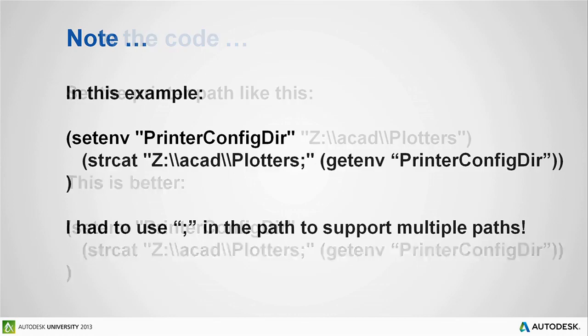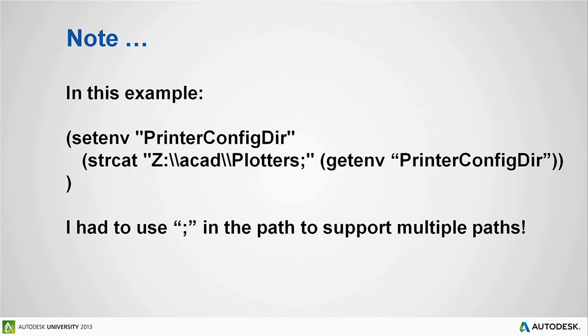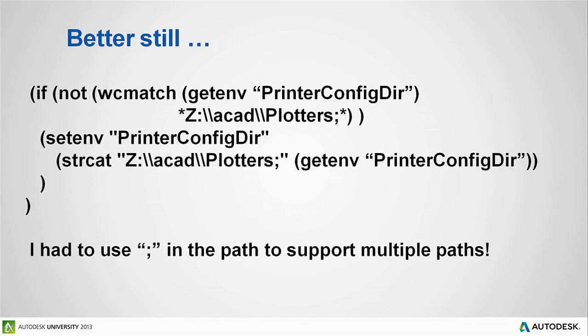So here's actually the best way to do it. I couldn't format it the way I wanted and get it to fit on the screen real well, so let me just talk you through what I'm doing. I'm using the wildcard match, or WC match, AutoLISP function, and I am saying, I want you to do a wildcard match for me. I want you to get what's in the current printer config dir key, and tell me, do you see z:\ACAD plotters semicolon in there? Make sense so far?